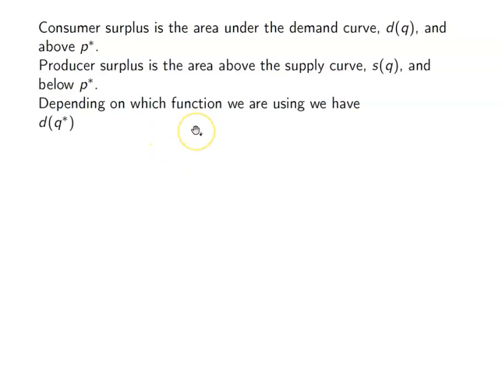So depending on which function we're using, the demand at Q star, at the equilibrium quantity, is the same as the seller's price at that quantity, which is P star, right? So either I'm looking at the demand curve or I'm looking at the supply curve, it doesn't matter, because at Q star they're equal and it's equal to that equilibrium price.